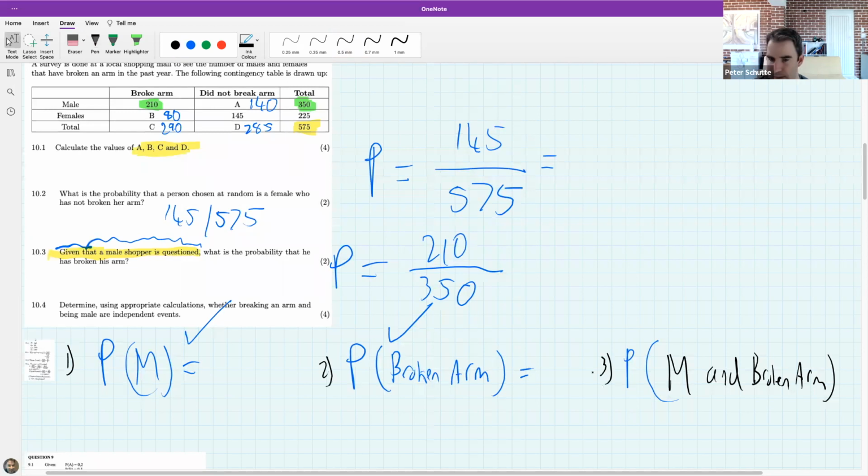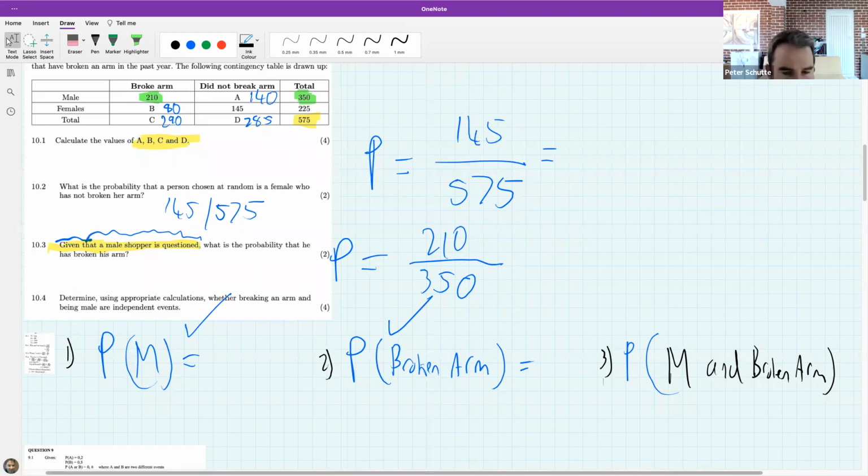Whenever you do an independent events calculation, you basically have these three pieces that you need to work out, and then you compare them to see if they're equal or not. And we're going to use the criteria of 2 decimal places. That is kind of what they use in matric exams.